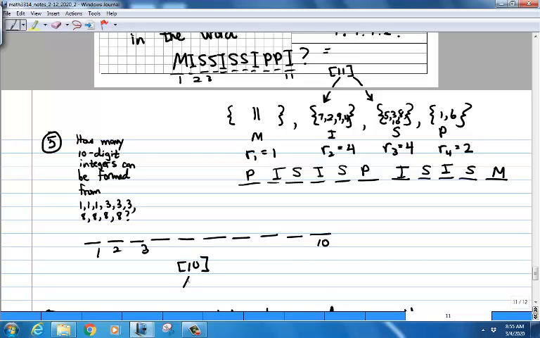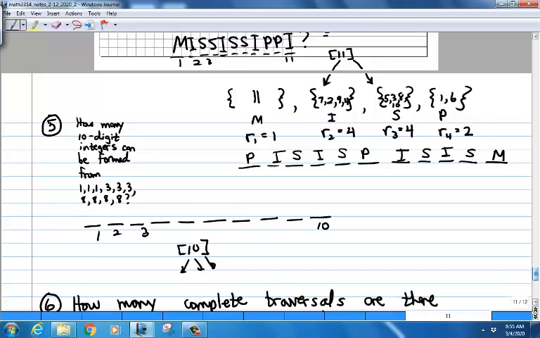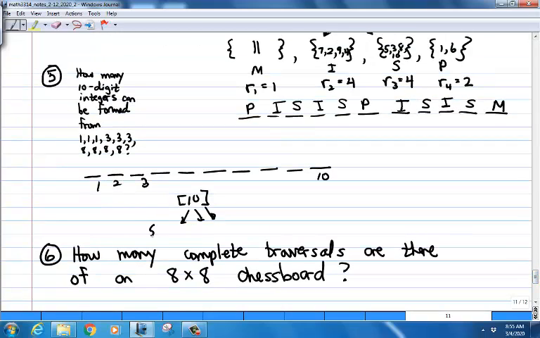And I'm partitioning that, in my really crude diagram here, into how many partitions? 3. That's right. The partition that I'm going to label as 1, the partition I'm going to label as 3, and the partition I'm going to label as 8. And how many things can go into this first partition? 3. So R1 in our counting theorem is 3. R2 is also 3, and R3 is 4, because we have 4 8s.